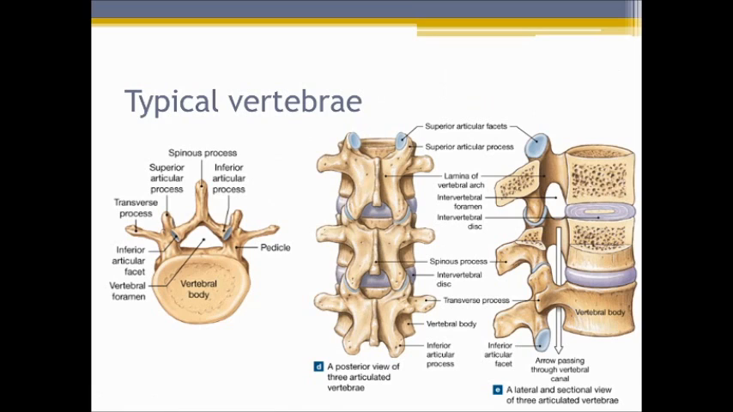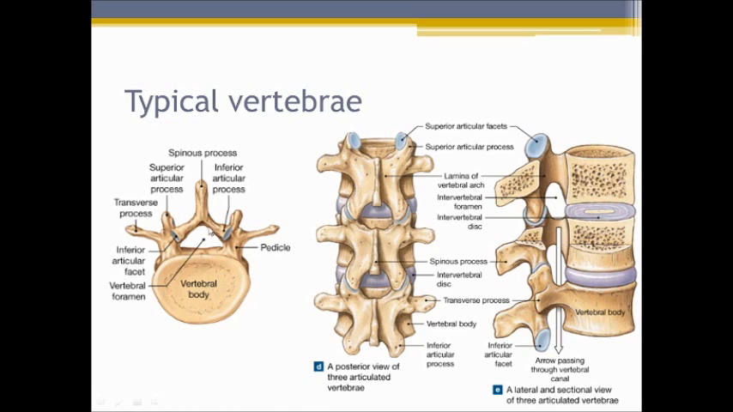So let's talk about some typical vertebrae. Typical vertebrae meaning that most of these vertebrae look the same. There are some that are abnormal, like C1 and C2, which we'll talk about in a second. All typical vertebrae have a vertebral body. They have pedicles, which attach the transverse process to the vertebral body. They have inferior articular facets, where they join with the vertebrae below, and superior articular processes, where they form facets with the vertebrae above them.